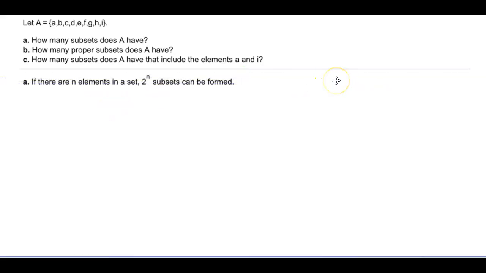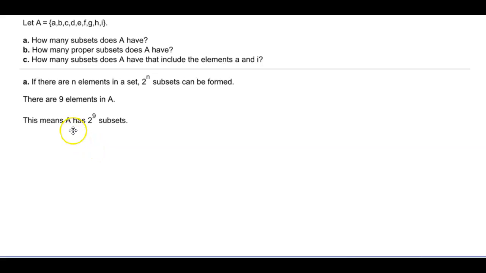So the first thing we want to talk about is the first part. If there are n elements in a set, 2 to the power of n subsets can be formed. So we need to figure out how many elements are in this set. When we count, we get 1, 2, 3, 4, 5, 6, 7, 8, 9. So there are 9 elements in A. Therefore, we let n equal 9.